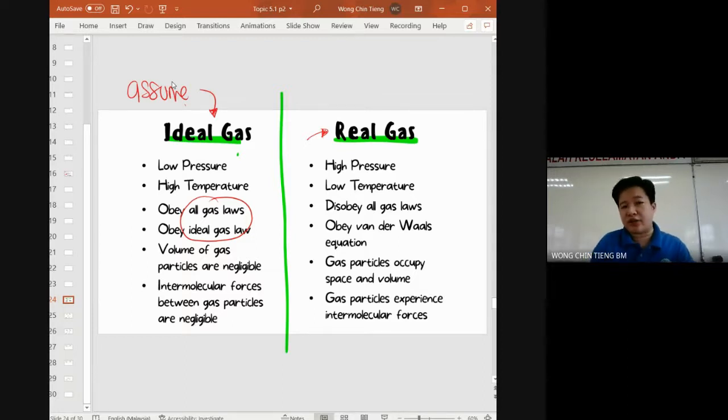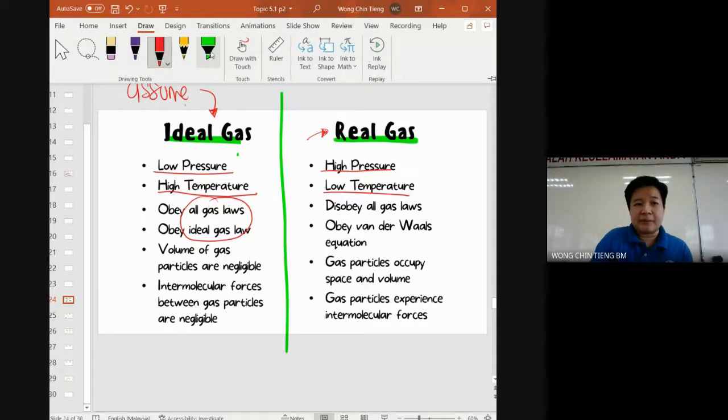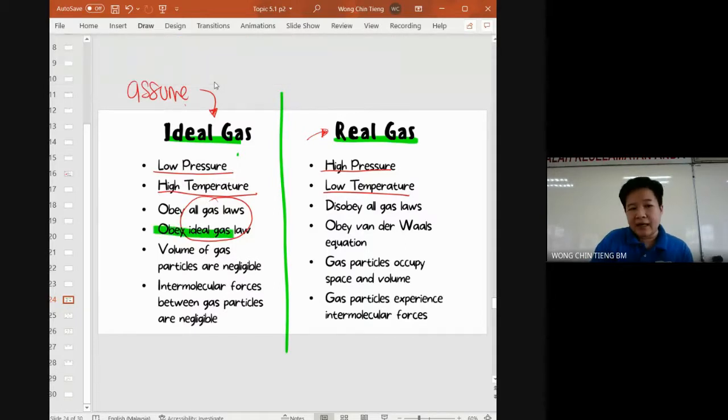First thing, condition. Ideal gas definitely needs a low pressure and high temperature. Real gas terbalik, high pressure, low temperature. Okay, kita akan tengok yang ni in details. Dan yang kita nak bincang paling penting, ideal gas law and van der Waals equation. Yang ni yang kita nak bincang.